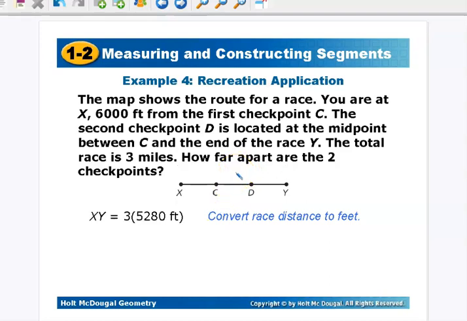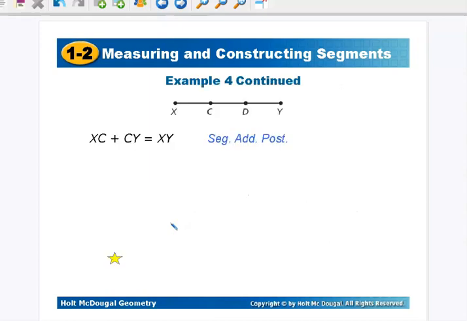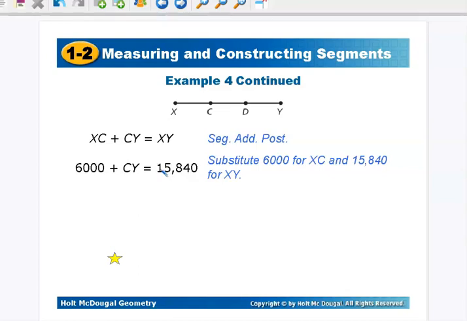We can do that through multiplication. If you remember, 1 mile is equal to 5,280 feet, so we'll do that multiplication. We know the total distance of the race is 15,840 feet. From X to C, that's the first checkpoint. If we add that to the remainder of the race, we'll get the total distance. So let's substitute our information in. For XC, that first geometric variable, we're going to put 6,000. We'll leave CY as a geometric variable and then put the total for the race.